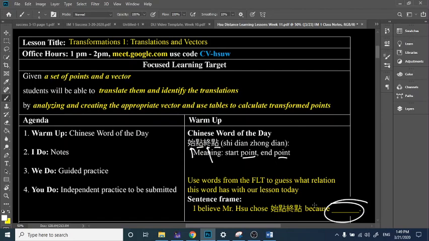So remember, when I count down, the expectation is that you are pausing the video so that you are able to copy things down or do something that I'm asking you to do, such as take a guess as to why this word of all words.